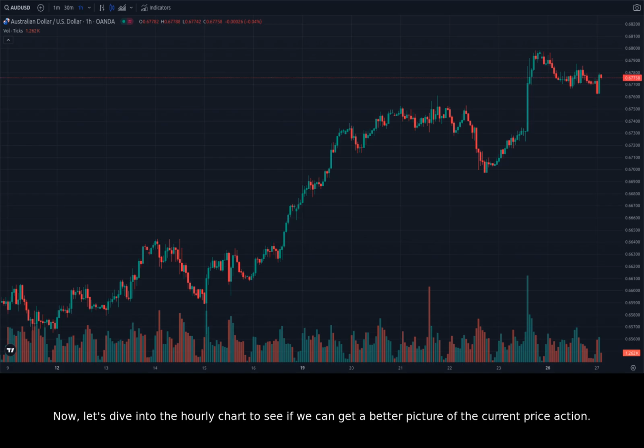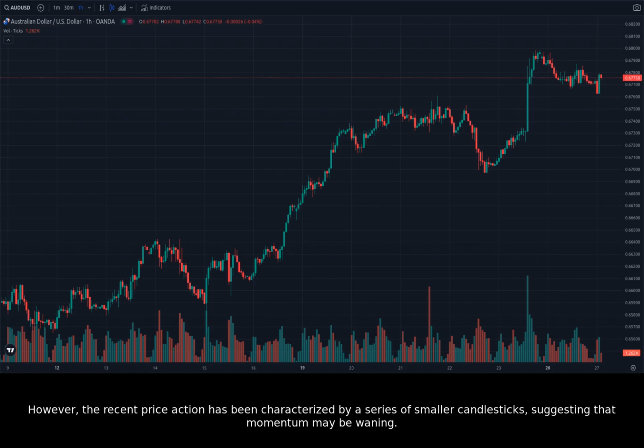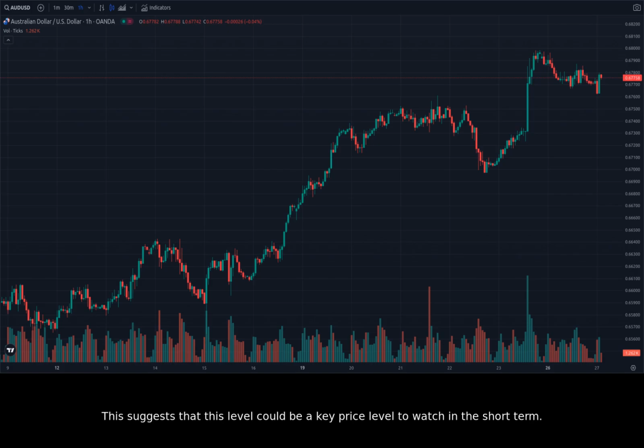Now, let's dive into the hourly chart to see if we can get a better picture of the current price action. If we look at the 1-hour chart, we can see a series of higher highs and higher lows, indicating a continued bullish bias in the short term. However, the recent price action has been characterized by a series of smaller candlesticks, suggesting that momentum may be waning. The AUDUSD has tested the 0.6798 level multiple times in recent days, which acted as resistance on the previous breakout. This suggests that this level could be a key price level to watch in the short term.